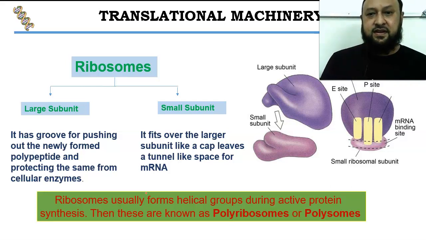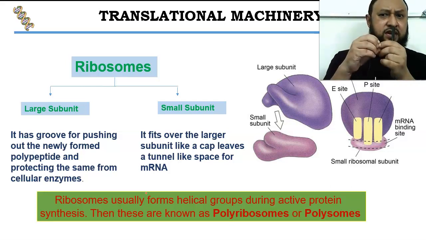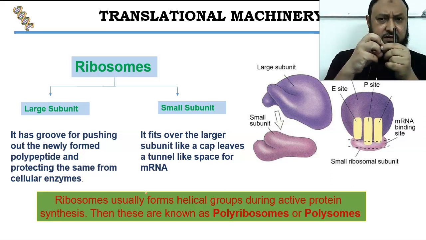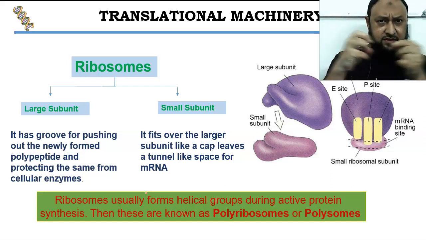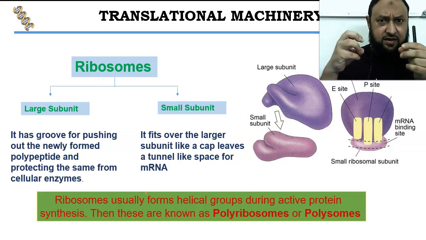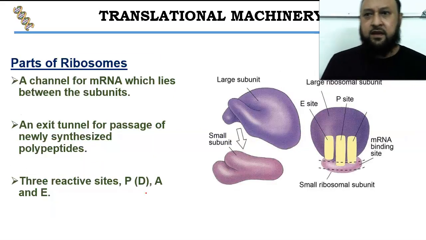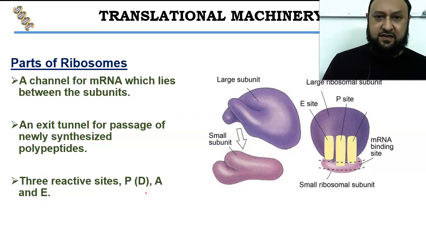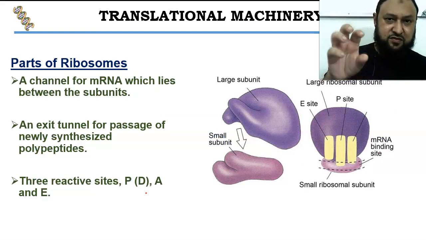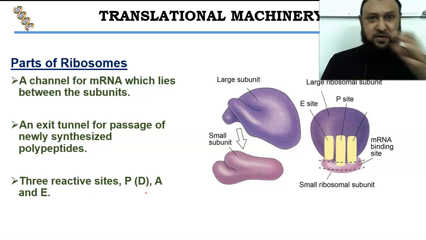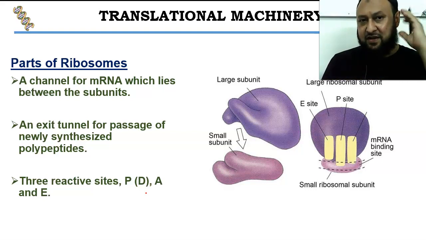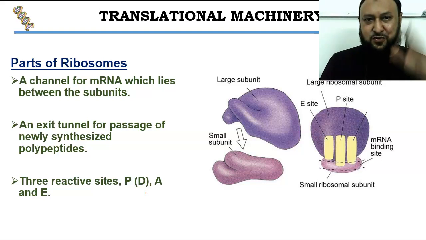Now when the ribosomes are forming one by one, forming a chain-like structure, they are grouping together. That is called polyribosomes or polysomes. The parts of ribosomes I have already discussed. I have given two or three slides so that you have a clear understanding and should not have any doubt in your mind.